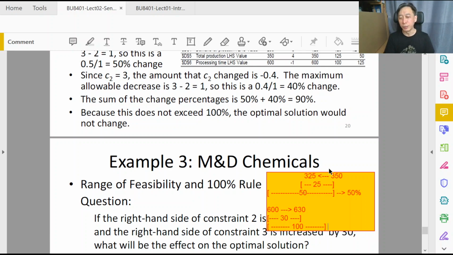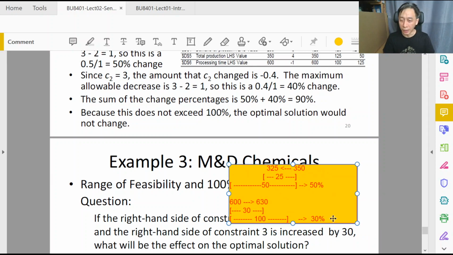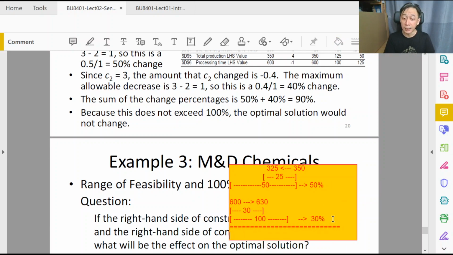Okay, again, it doesn't have to be to scale, but we just need to show that the 100% is larger than the amount of change. So this is easily 30%. Now that we have garnered the total percentages, we can easily tell that this is less than 80%, less than 100%, and so our conclusion is that the guarantee still holds.